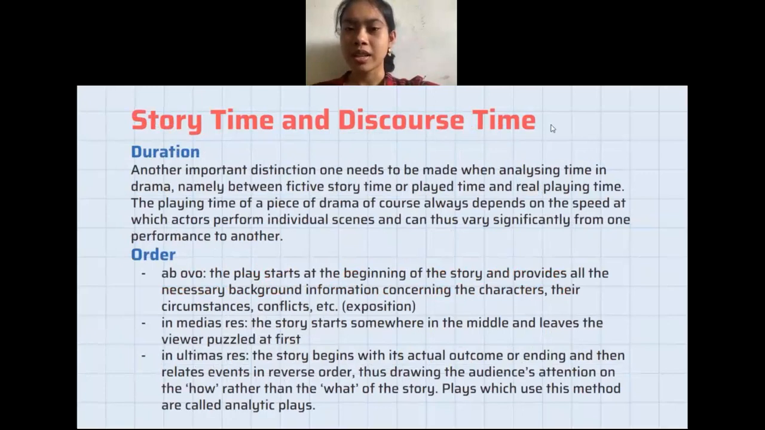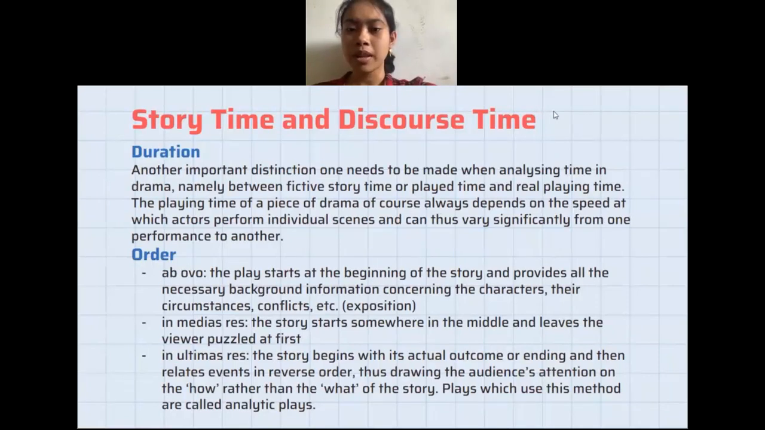Story time and discourse time. Duration. Another important distinction one needs to make when analyzing time in drama, namely between fictive story time or play time and real playing time. The playing time of a piece of drama, of course, always depends on the speed at which actors perform individual scenes and can vary significantly from one performance to another.